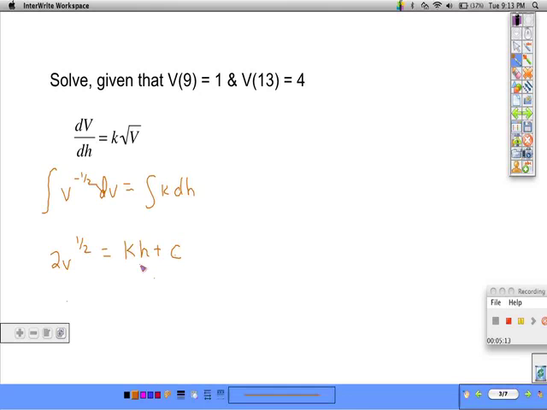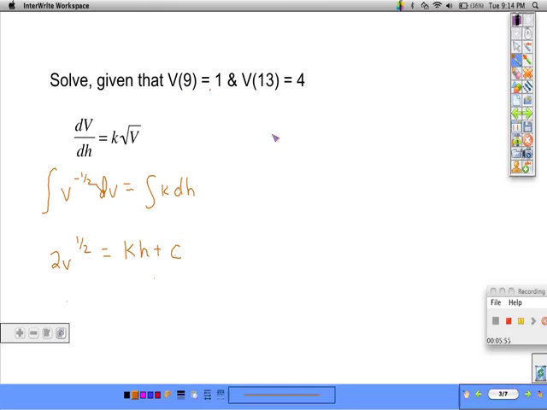But I'm given some information here about some specifics. I'm given some conditions up here that the volume when h is 9 is equal to 1, and the volume when h is 13 is equal to 4. And I guess I'm assuming that v is standing for volume. It doesn't have to, I guess. But I can use this down here to find a system of equations that will allow me to find k and c.